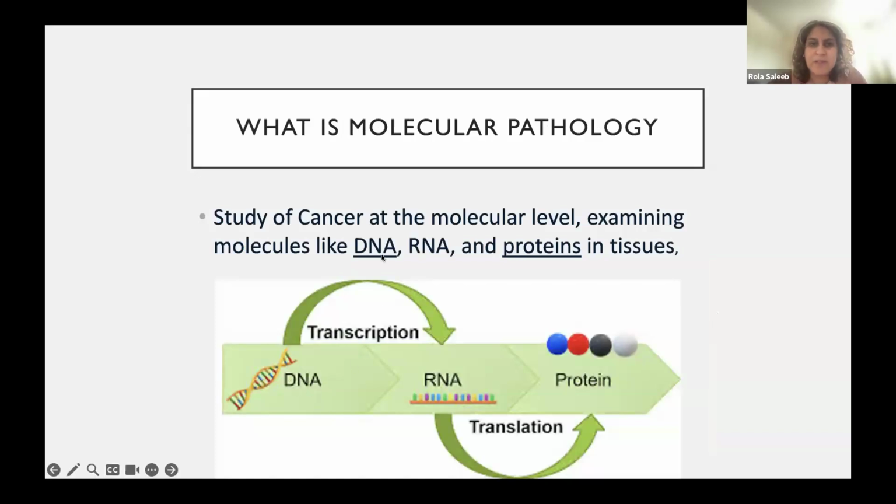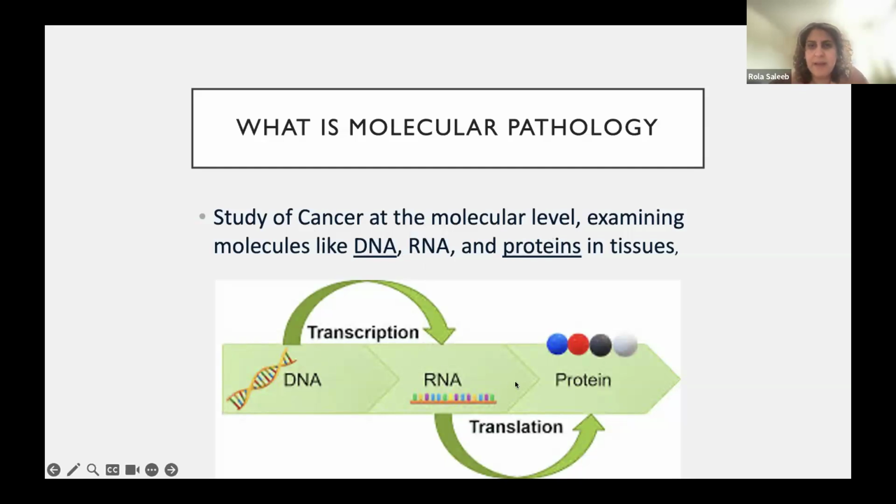Now, what is molecular pathology? As science has advanced and we started to study cancers more on the molecular level, we started to understand more. And this is really what molecular pathology is. It's a study of the cancer on the level of the molecules. And there are really three main molecules that we do study: the DNA, the RNA, and the protein. Mostly the DNA and proteins, I would say, but we also do study RNA in some situations.